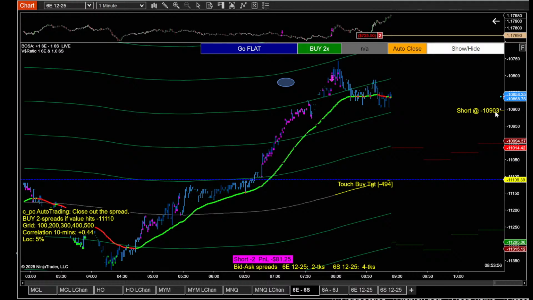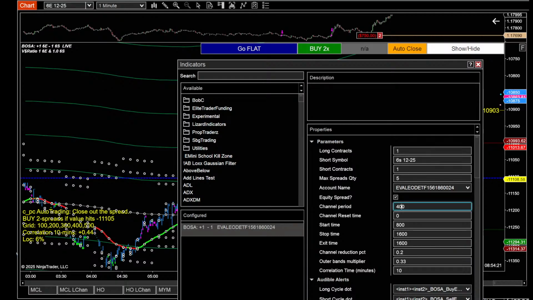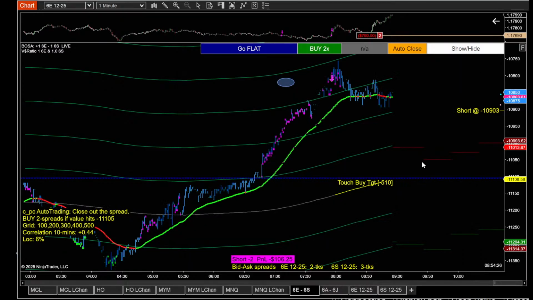But we're in. My average price here is showing as 10,903. You can see the short description here. And I'm just waiting for it to break down. My target is down here at this moving average line. Now this moving average line I think is a 300 period. Let's just do a quick check on that. It's a 400 period. The channel line is 400. So it's a 400 period of the spread.